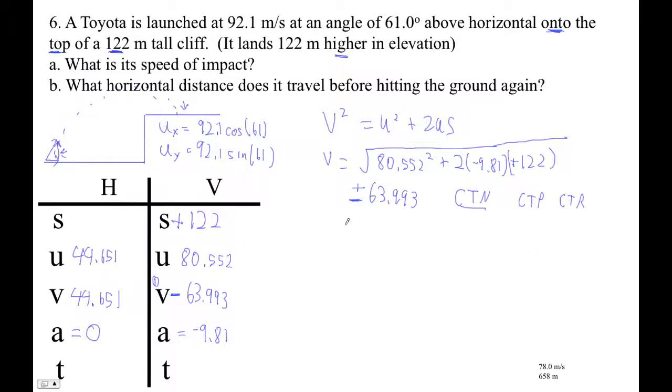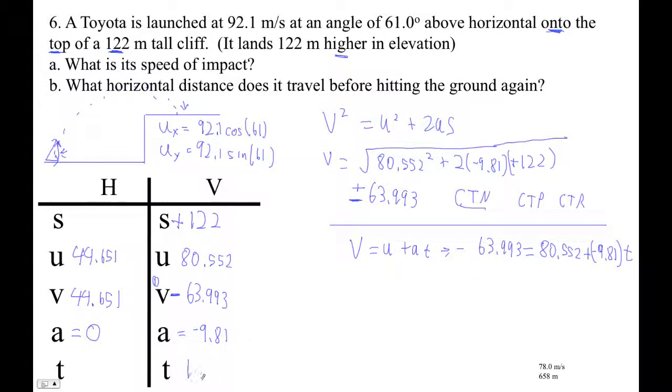Now let's find the time. I'm going to use V equals U plus AT. So negative 63.993 equals 80.552 plus negative 9.81 times my little variable t. Solving that and dividing by 9.81, I'm getting 14.734. I'm going to store that in t, because it's the time. Okay, now we're all set.